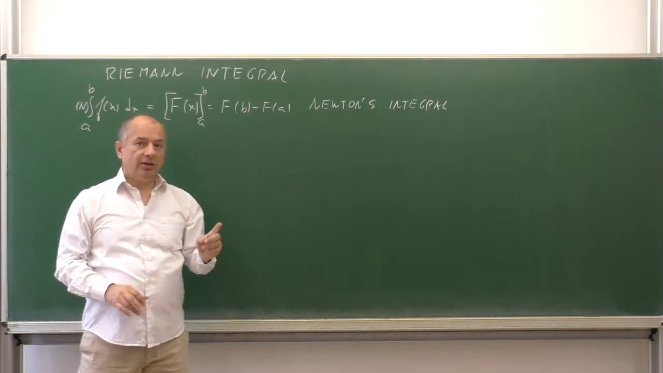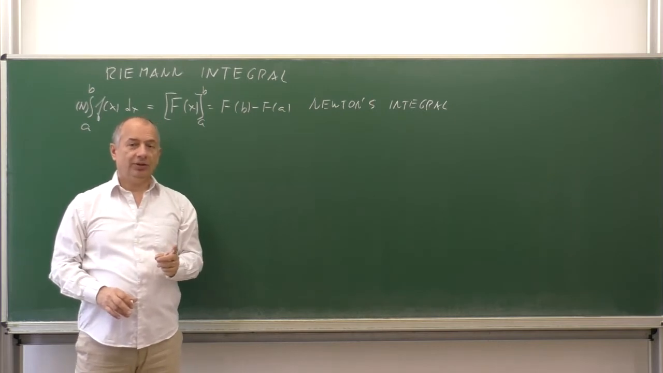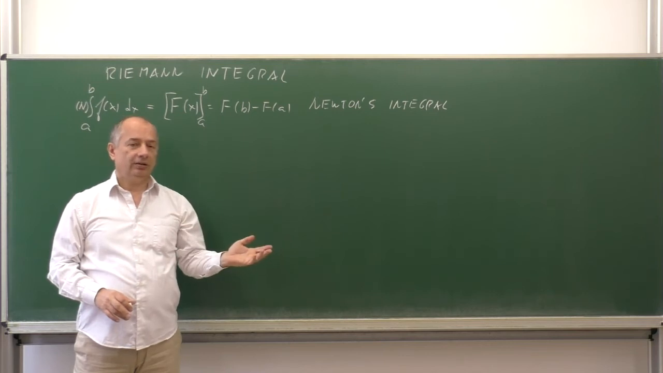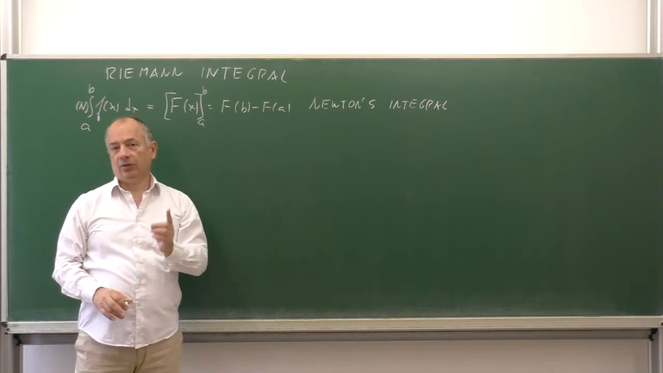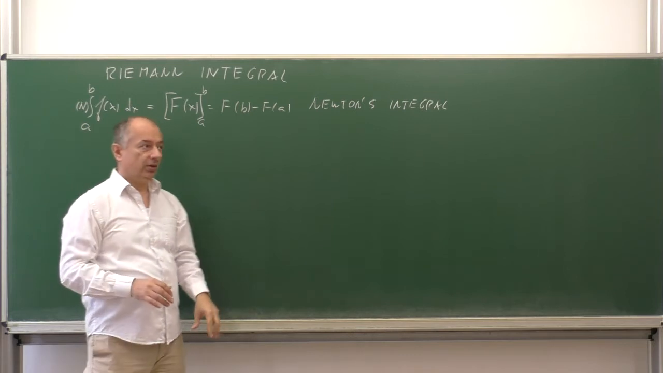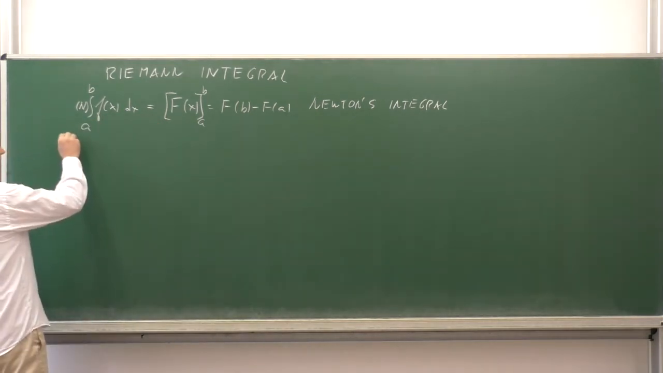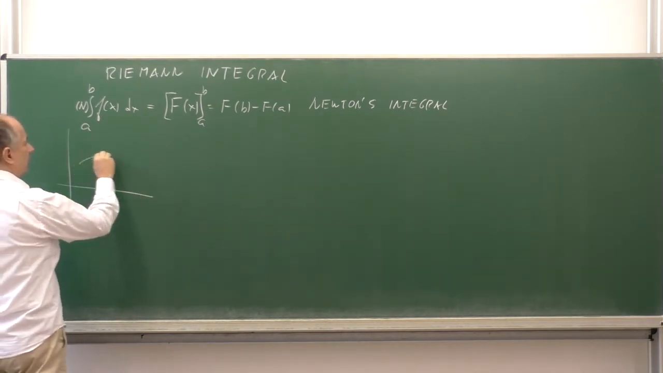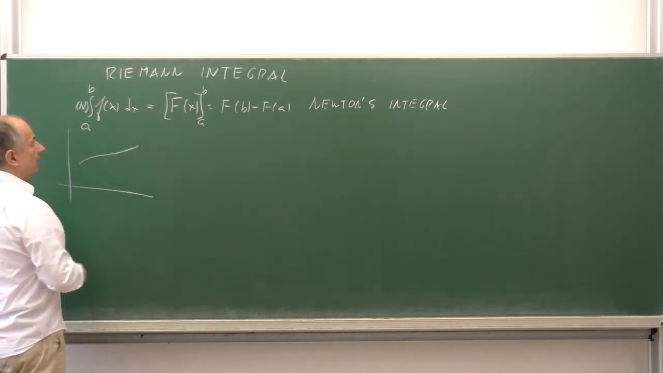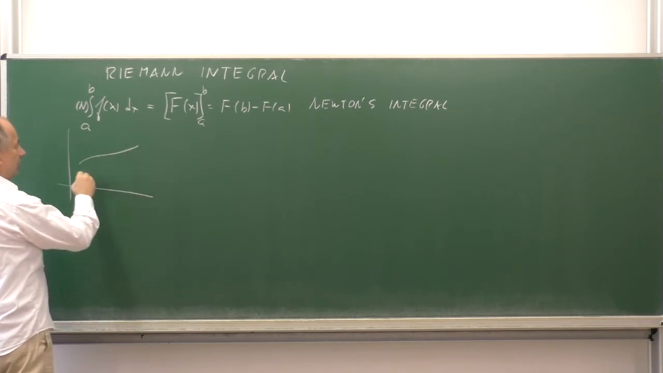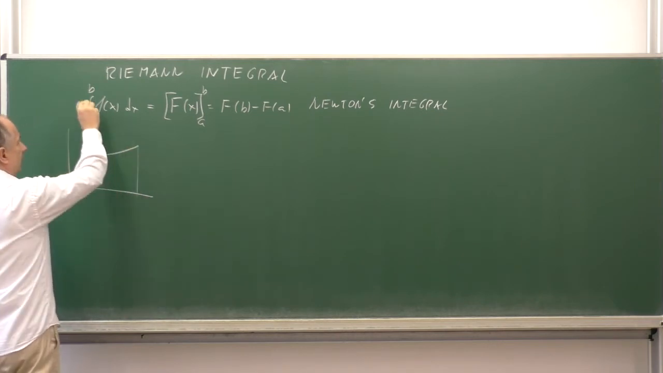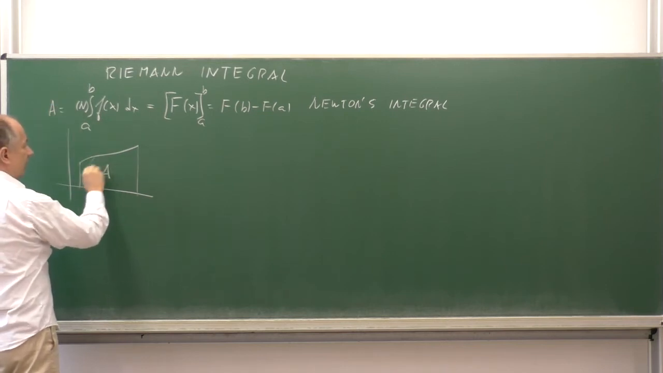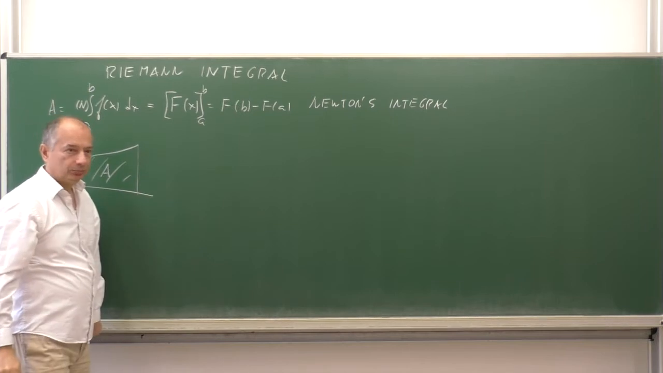And Riemann's definition of the definite integral looks like something completely different, but surprisingly enough, it gives the same results when both exist. So consider first the geometrical interpretation of this number. If we have a continuous function f, which is positive, so that it's easy to sketch, then this integral, let's call it A, has the meaning of the area of this region.